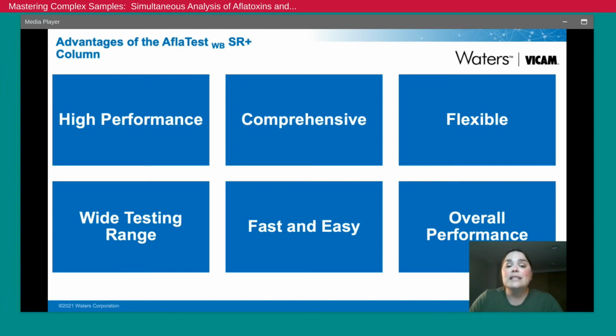It is fast and easy. The UPLC option provides an opportunity to shorten the analytical runtime, and the use of a large flow cell in the fluorescence detector eliminates the need for post-column derivatization. And lastly, we have overall performance. These methods have the desired sensitivity, selectivity, and overall performance that is used to check compliance with regulatory limits for aflatoxins in a wide range of crops and foods.